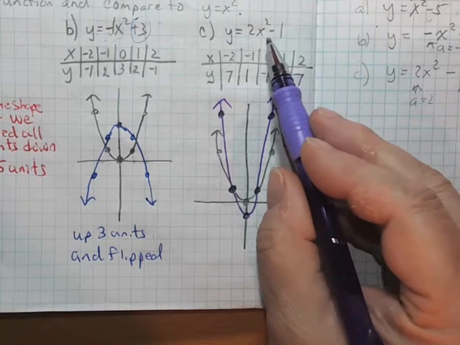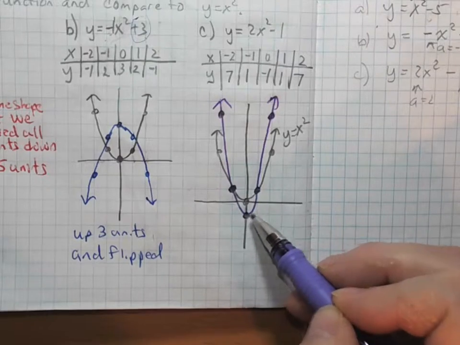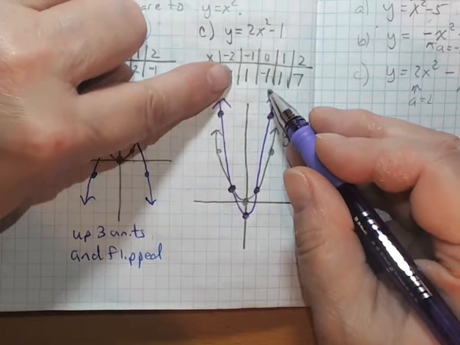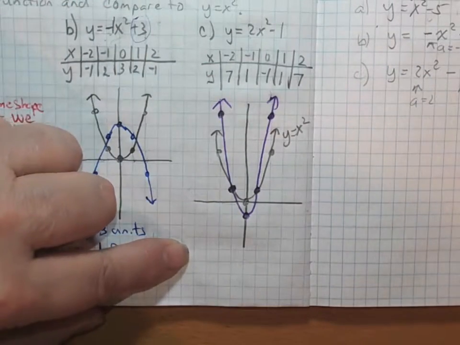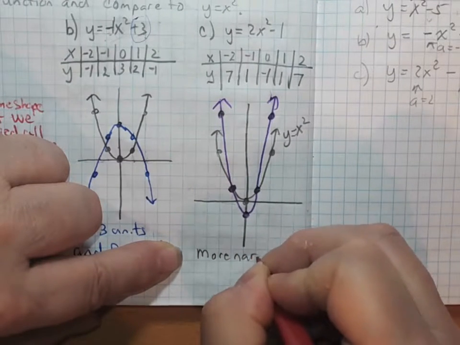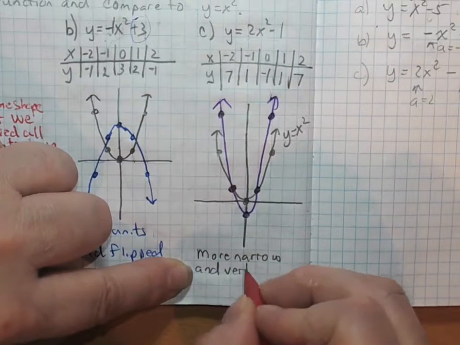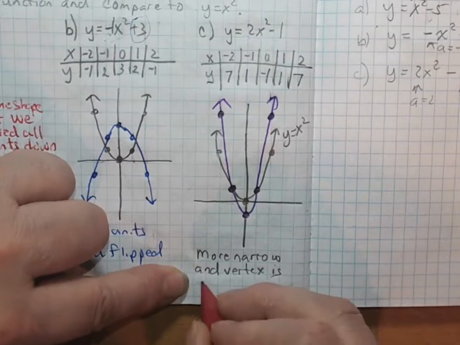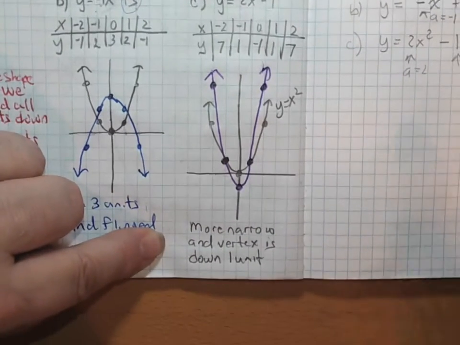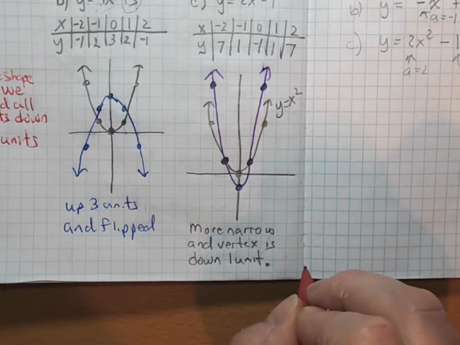Okay, so another thing that we see happen, that minus 1, you can see that the vertex shifted down 1 unit. So we've got the shifting down and then something called a stretch. It's been stretched, it's more narrow. So I'll just say it in that sense. So this graph is more narrow, and the vertex is down 1 unit. Okay, all right, so we've done our comparisons, and now it's time for you to practice.